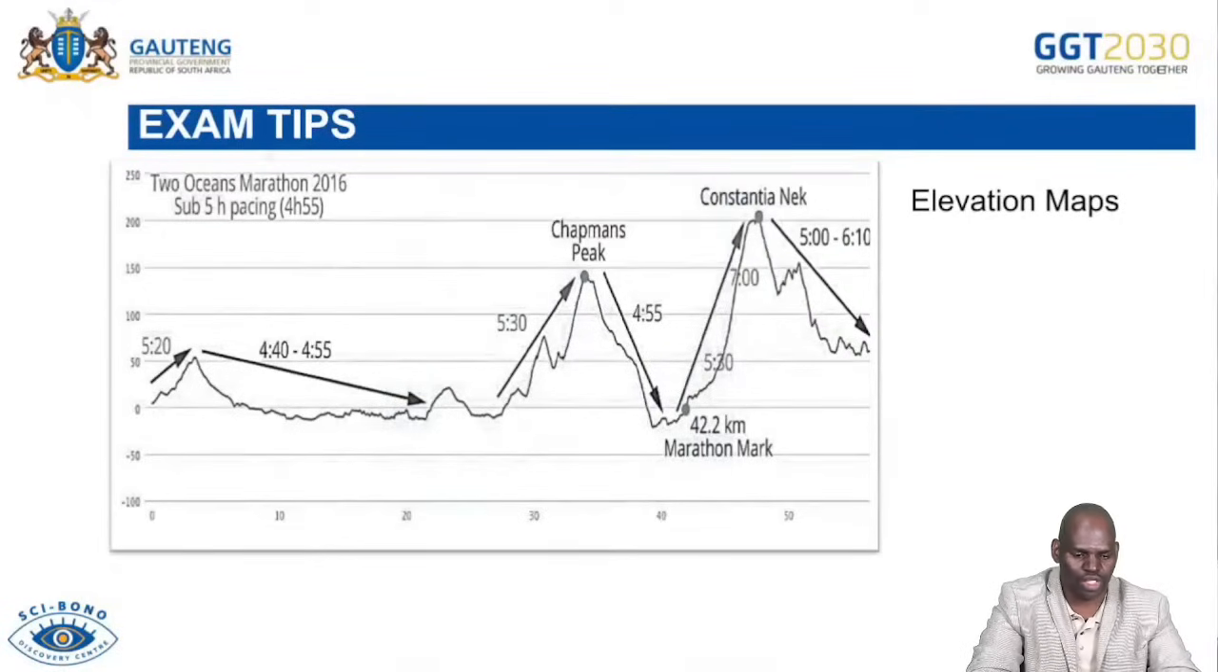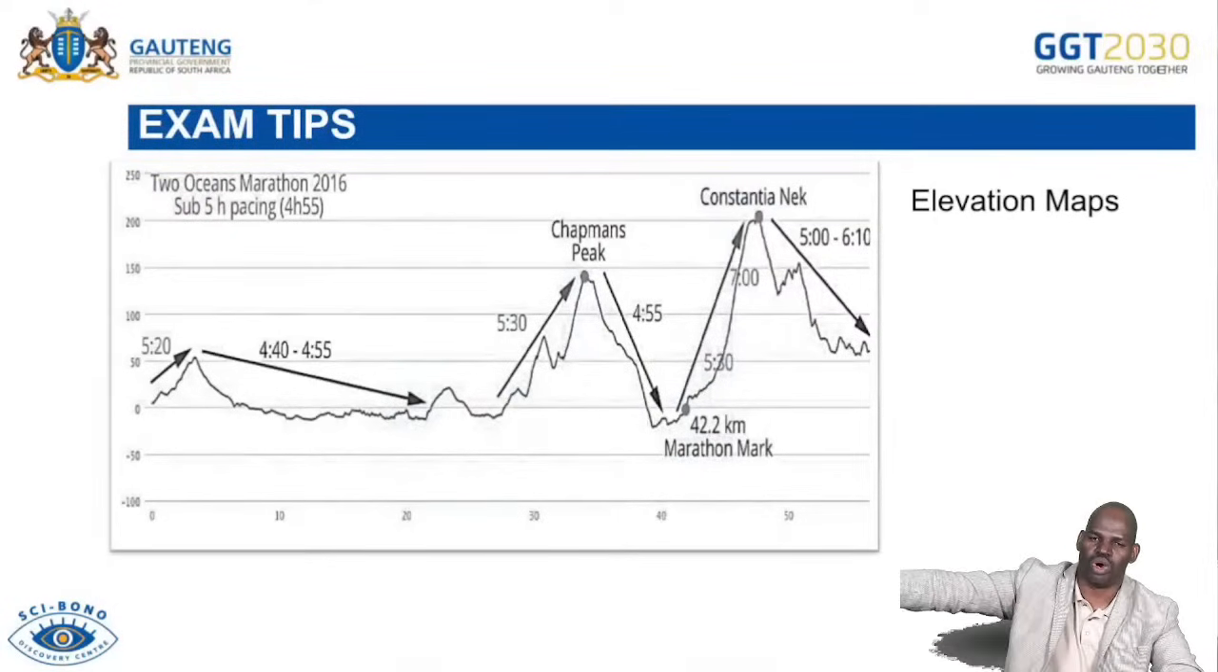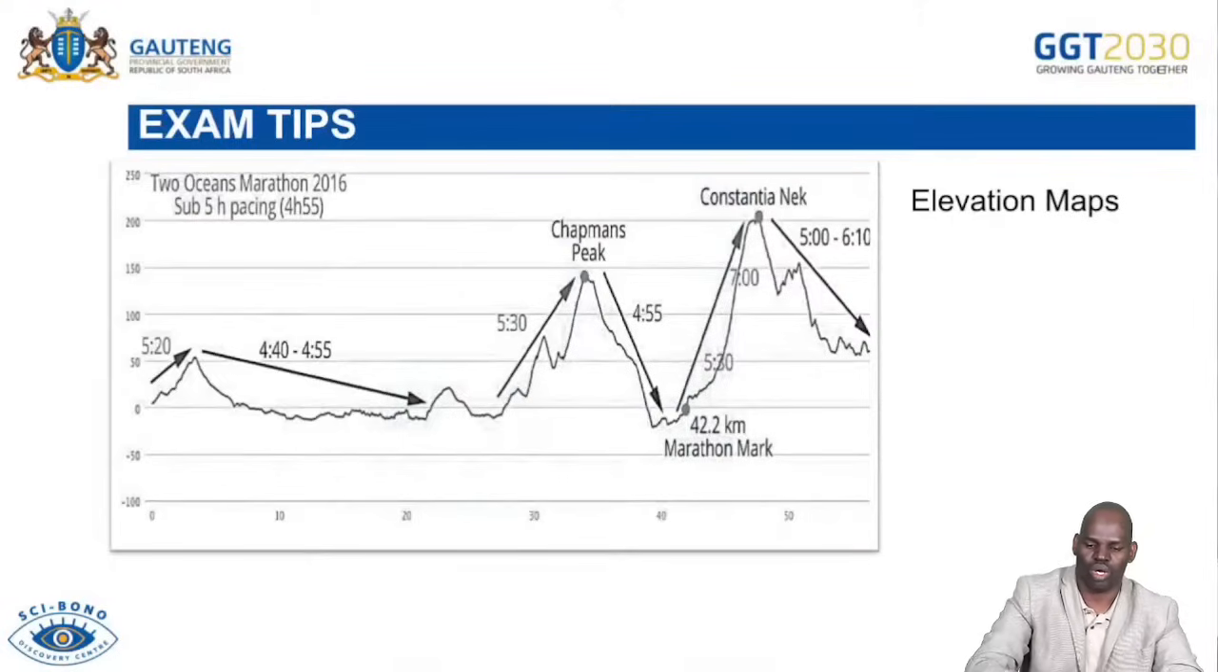This one is just an example of an elevation map about the Two Oceans Marathon. If people have to run from one place to another, it's not just a straight, smooth road. In some cases they have to run up the hill, and in some cases they have to run down the hill. So those will be regarded as the elevation maps.